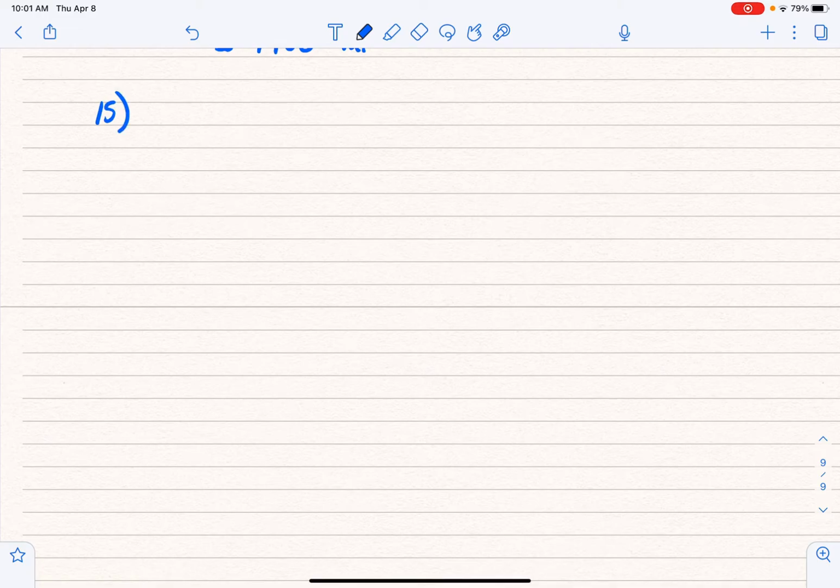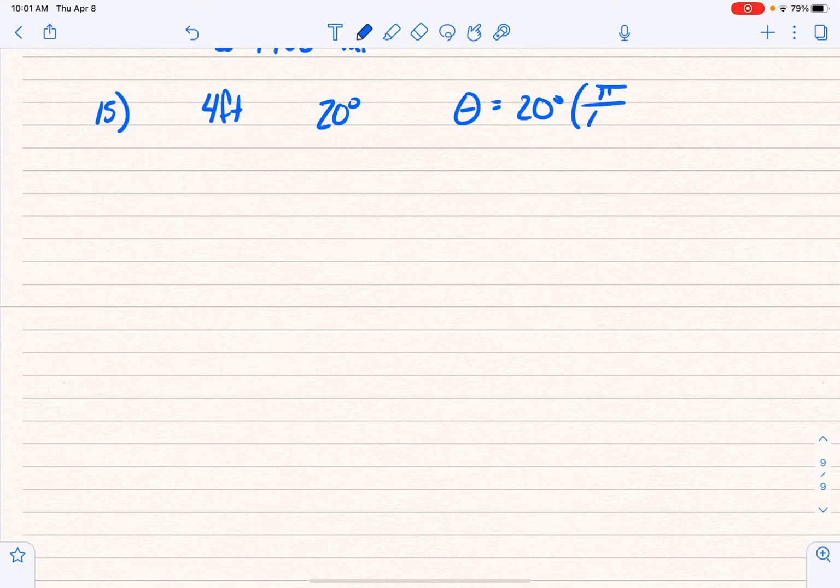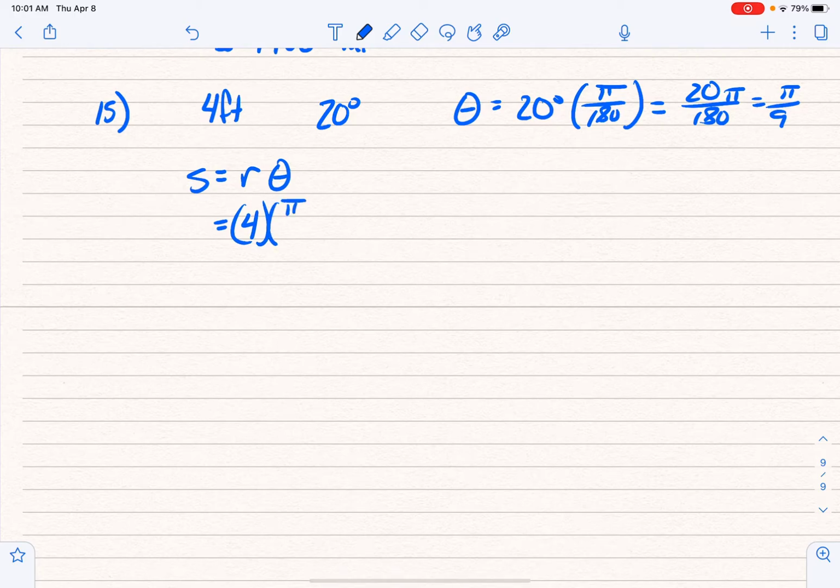Okay, so 15 is the grandfather clock that has a pendulum that's 4 feet long, and it says it's swinging through an angle of 20 degrees. So the first thing we've got to do is, well, theta is 20 degrees. That's not on the unit circle, so I'm going to multiply that by pi over 180, which gives me 20 pi over 180, which reduces to pi over 9. Pretty nice. Arc length is equal to radius times theta. Radius is 4. Theta is pi over 9. And so that's going to be 4 pi over 9. And that would be the exact value. And then if I want to find the approximate value, let's see here.